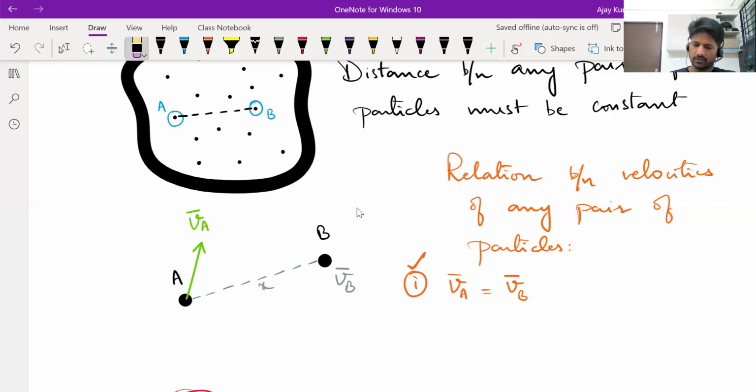Fine. You can resolve that velocity into two components. One component along the line joining them, and one component perpendicular to the line joining them. Let's call them the blue component and the red component. One of you tell me which of these components makes the distance between A and B change. Is it the blue component or the red one? Red one, sir. How can the red one make the distance between them change? And why is the blue one not making the distance between them change?